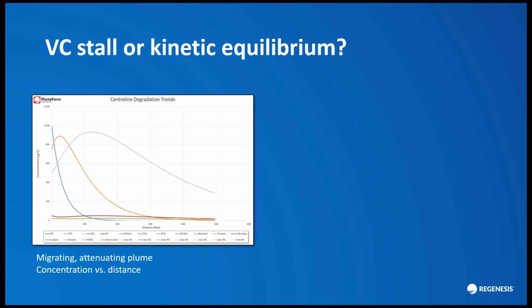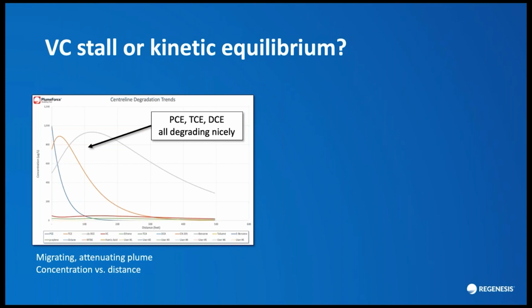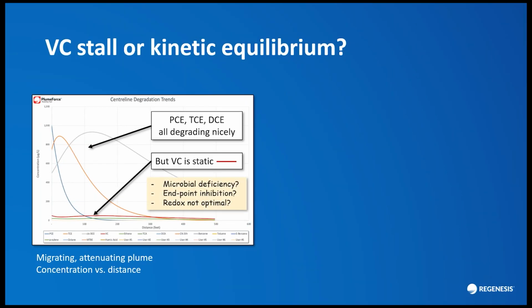Here is a plot of a migrating attenuating plume. Plot is concentration against distance, so we're looking at how the VOC species transform over about 500 feet in this case. It's entirely hypothetical, we're just exploring rate patterns. We can see PCE, TCE, DCE all degrading nicely, but the vinyl chloride concentration there in red at the bottom appears static. So why is this stalled?